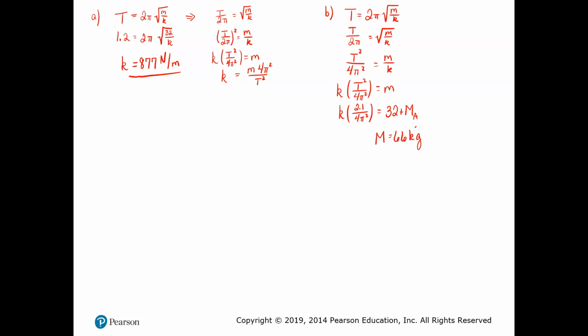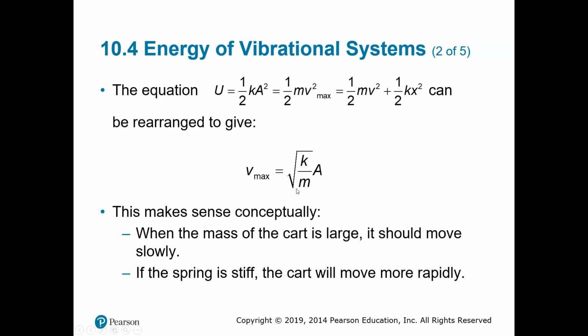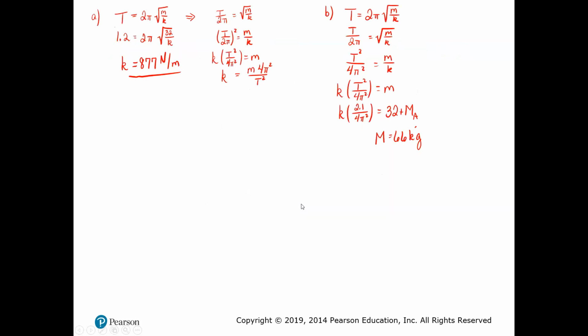So the next thing that we wanted to know for this problem is the maximum vibrational speed. If I want to find the maximum vibrational speed, I can go back up to this equation, the square root of k over m times the amplitude.